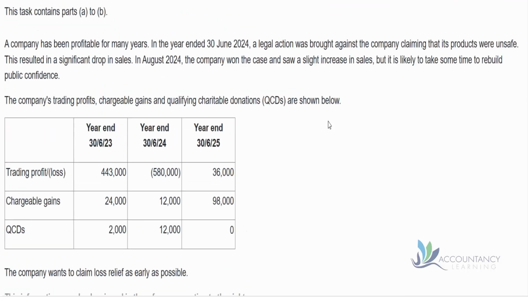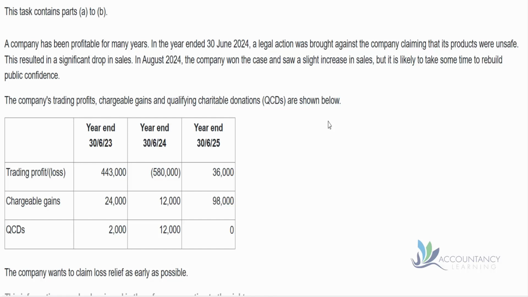Now the other thing we need to look at is the other information they've given us. So let's have a look at this now. A company has been profitable for many years. In the year ended 30th of June 2024, a legal action was brought against the company claiming that its products were unsafe. This resulted in a significant drop in sales. In August 24, a couple of months later, the company won the case and saw a slight increase in sales, but it is likely to take some time to rebuild public confidence.